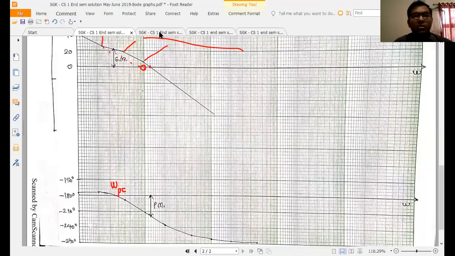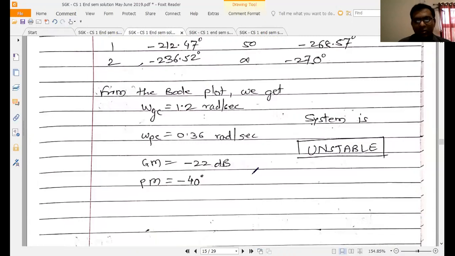Or in another way, you can say this is omega GC, right? Omega GC is greater than omega PC. So the system is unstable. If omega GC is greater than omega PC, the system is unstable because they result in gain margin and phase margin being negative.